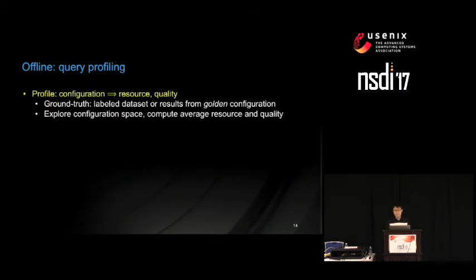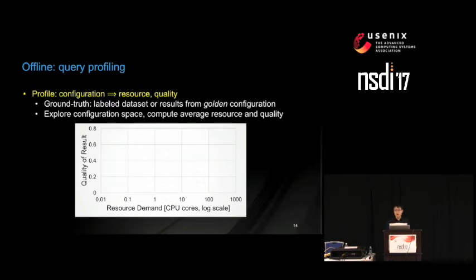So a query profile is defined as a mapping from the configuration to resource demand and resource quality. The profile is computed either against a labeled dataset or the result of a golden configuration, which means that if you run the video at its original 1080p resolution and 30 frames per second, this is known to be very expensive, but it will give you the highest possible quality. The profiler estimates the query profile by greedy exploration of the configuration space.